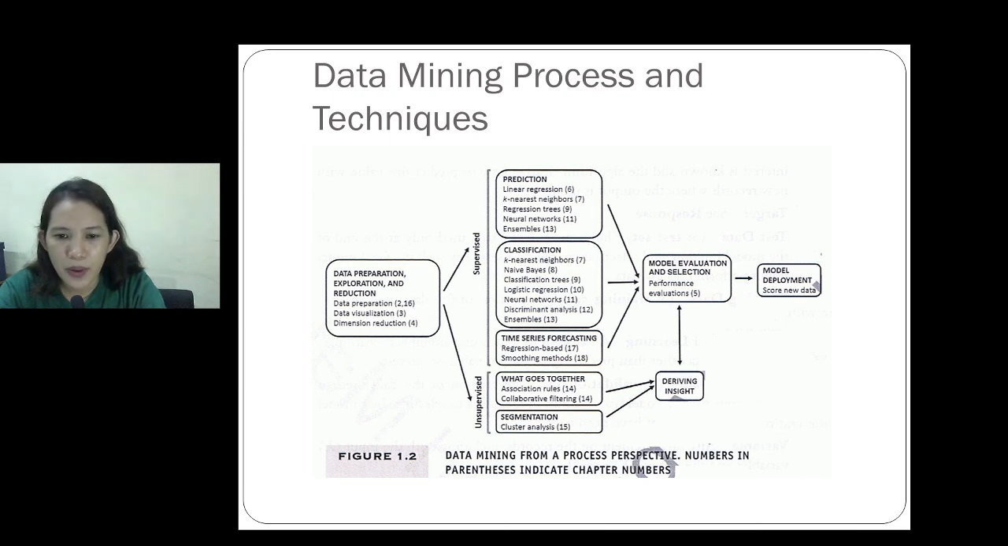We will also cover association rules, collaborative filtering, and cluster analysis. Then we'll also have different examples of model evaluation and selection. We'll have performance evaluations, deriving insight, and model deployment to score new data.